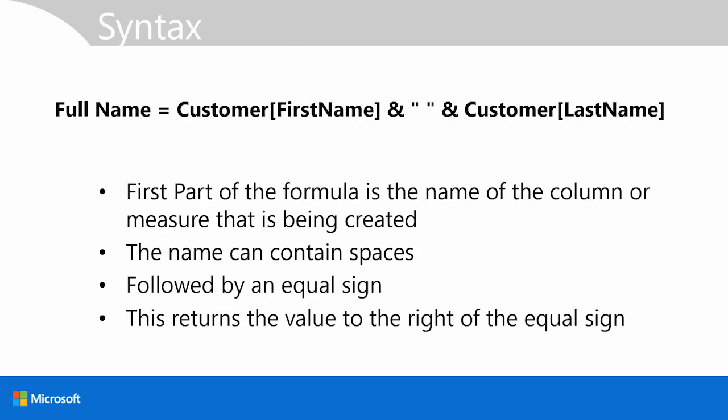Okay, so let's first go through syntax. At the very top of the screen there we have a basic DAX expression, and this is technically referred to as a calculated column. The first part of the formula is the name of the column or measure that is being created. So once again, in this case, we're creating a column. The name can contain spaces, so we have a space between full and name, and that's meant for end user self-service friendliness. It is followed by an equal sign. In this case, it's the assignment operator, and it returns the value to the right of the equal sign. So what we're going to do here is get the first name and the last name from the customer table, and concatenate them together to create a brand new column called full name.